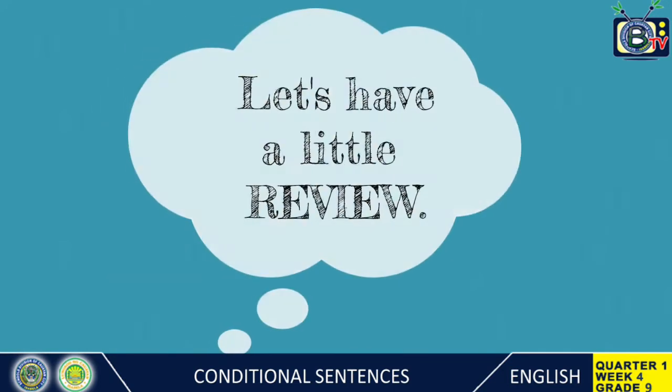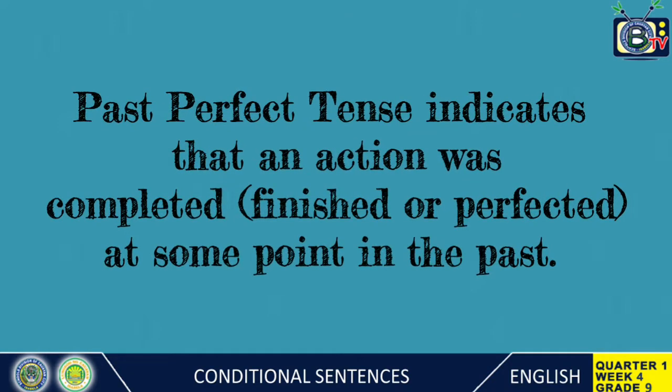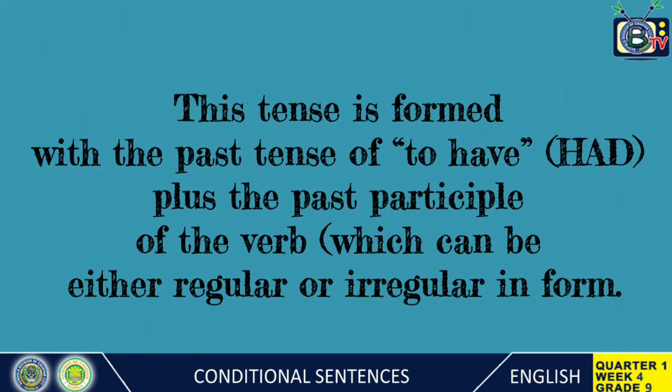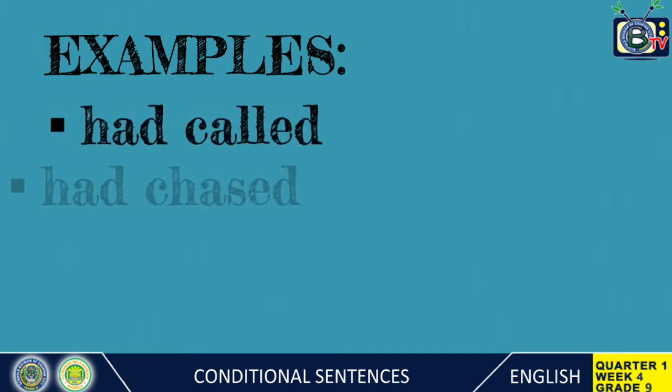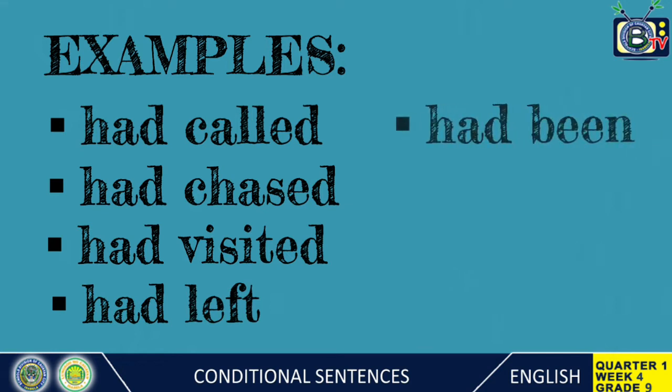Let us have a little review about past perfect tense. Past perfect tense indicates that an action was completed, finished, or perfected at some point in the past. This tense is formed with the past tense of to have, which is had, plus the past participle of the verb, which can be either regular or irregular in form. Examples: had called, had chased, had visited, had left, had been, had met.